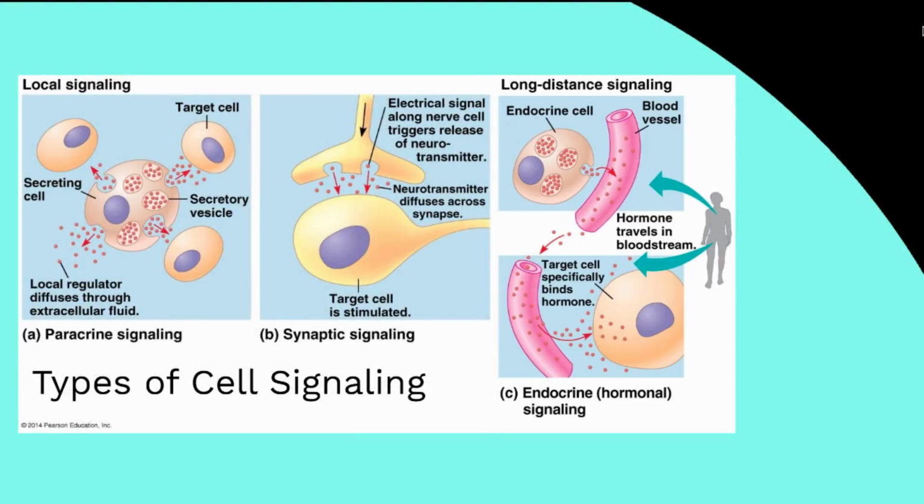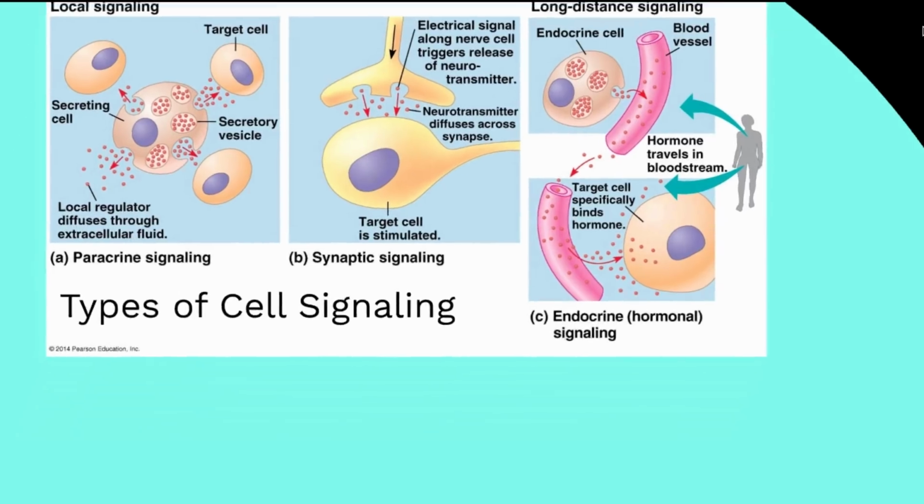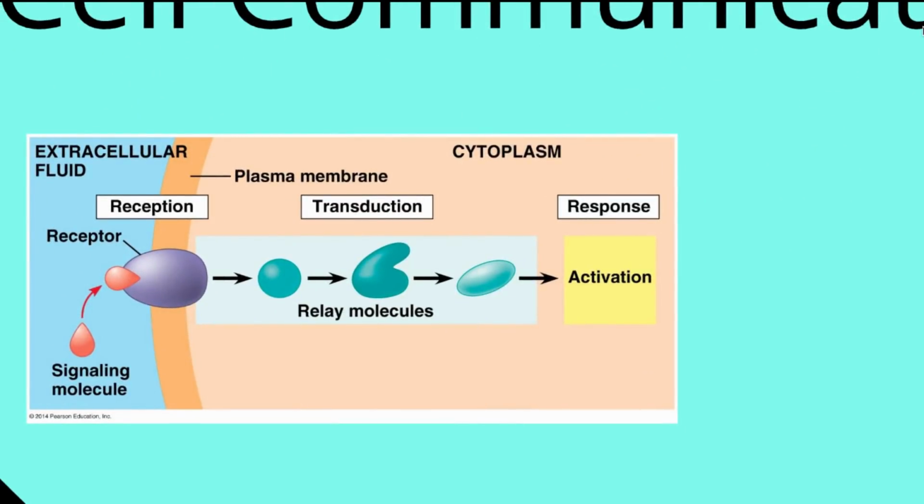So we have very, very close signaling, even to the extent that cells would actually physically be making contact with each other to communicate, all the way up to cells on complete opposite ends of the body being able to communicate. When we look at cell signaling, we have three basic steps that brings this information from where it is received to where the cell is eventually going to respond.